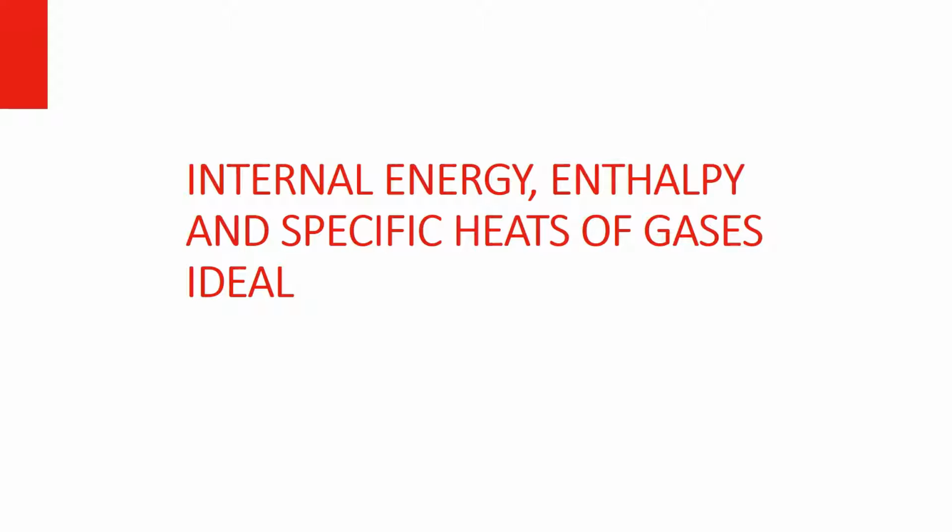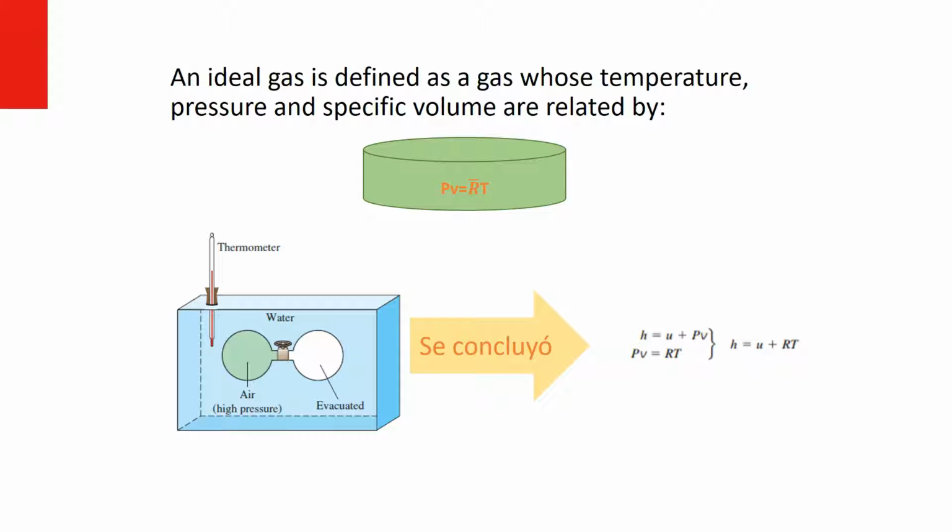Internal energy, enthalpy, and specific heats of ideal gases. An ideal gas is defined as a gas whose temperature, pressure, and specific volume are related by the equation: pressure times specific volume is equal to the gas constant times the temperature.